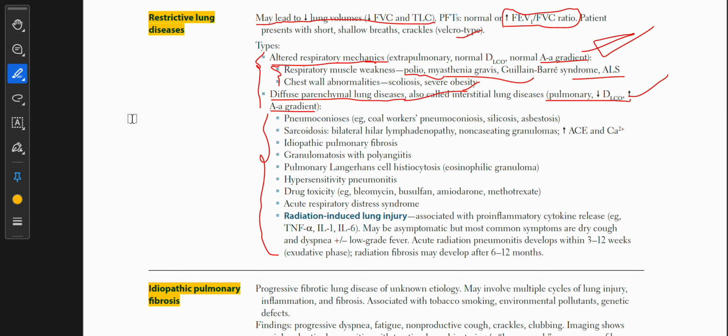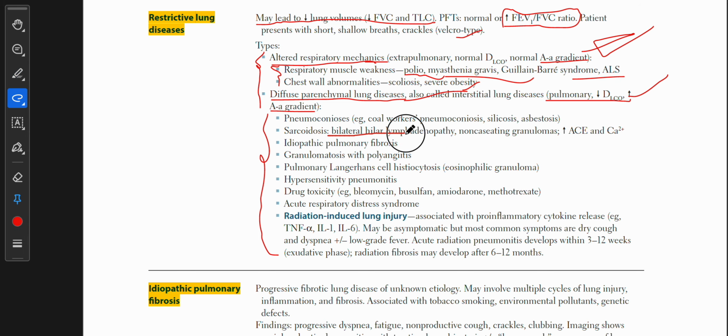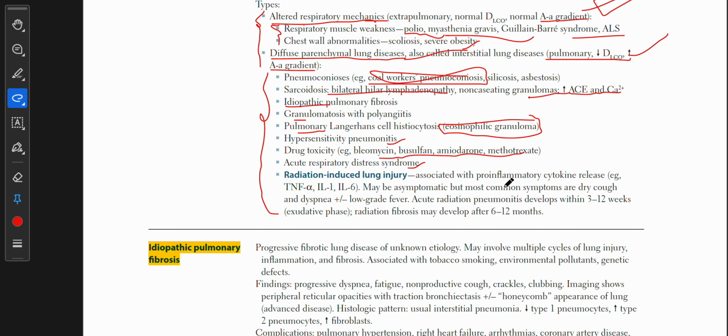Pneumoconiosis includes coal workers' pneumoconiosis, silicosis, and asbestosis; we will talk about these all in detail. Then we have sarcoidosis, with bilateral hilar lymphadenopathy as the classic feature, non-caseating granulomas, increased ACE enzyme, and increased calcium. Others are idiopathic pulmonary fibrosis, granulomatosis with polyangiitis, pulmonary Langerhans cell histiocytosis, which typically presents as eosinophilic granuloma, hypersensitivity pneumonitis, drug toxicity with bleomycin, busulfan, amiodarone, methotrexate, ARDS, and radiation-induced lung injury, associated with pro-inflammatory cytokine release.